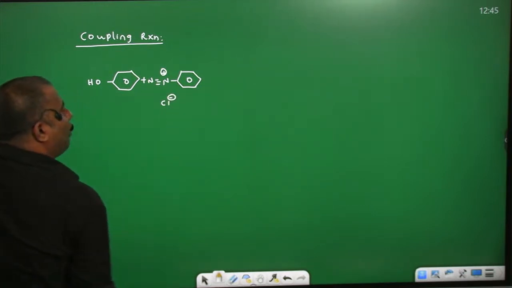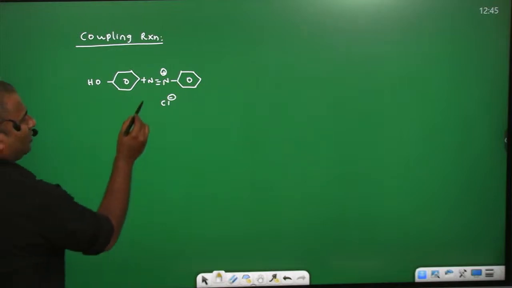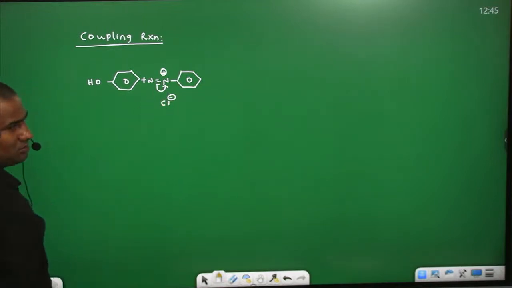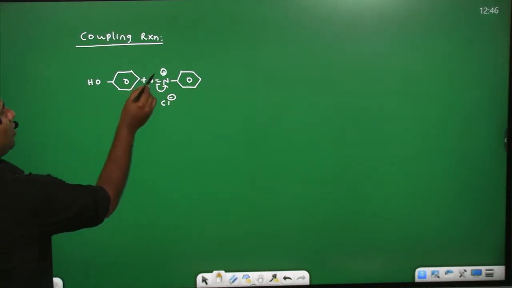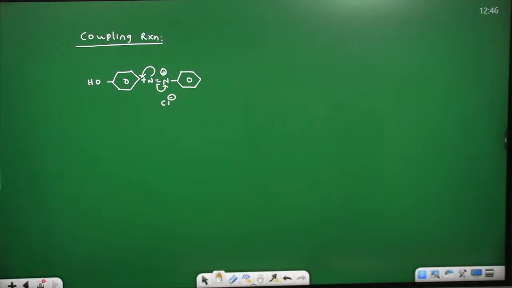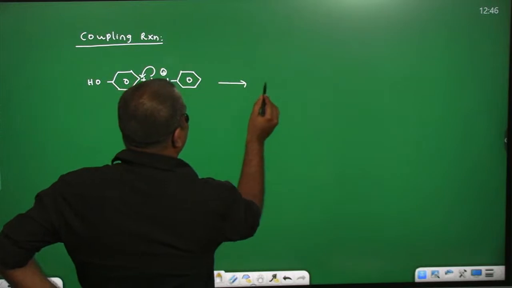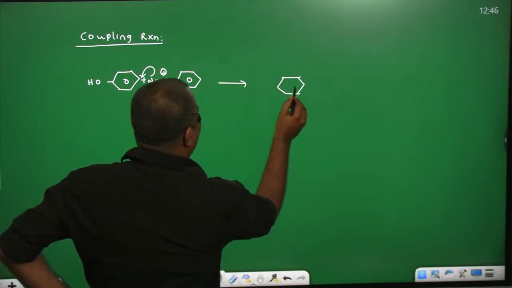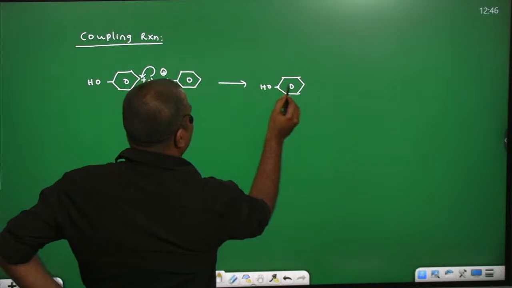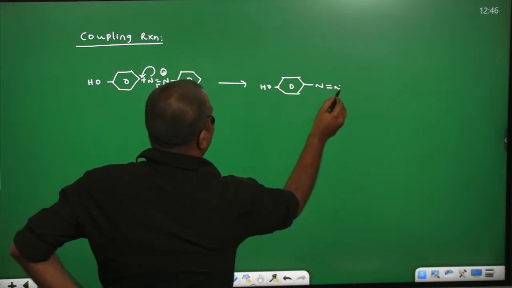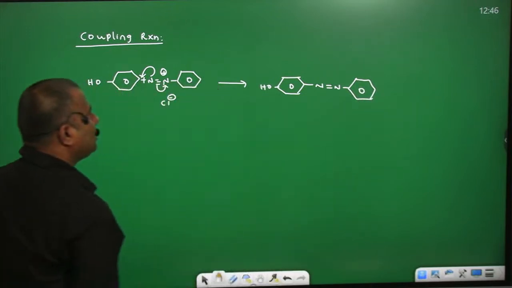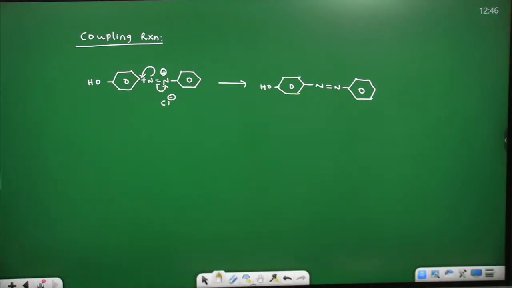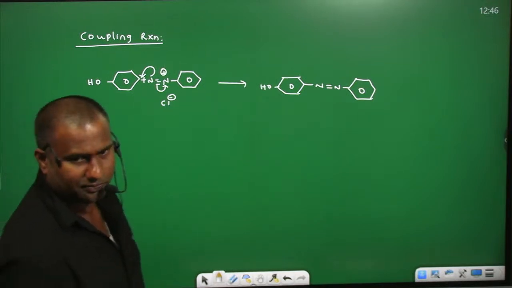Now what will happen? This pair of electrons is gained by this nitrogen atom, which becomes neutral, and the other nitrogen will carry a positive charge. Now this nitrogen acts as an electrophile and substitutes at the para position. So it brings para hydroxy azobenzene, N double bond N, with a benzene ring. What is the color of this compound?